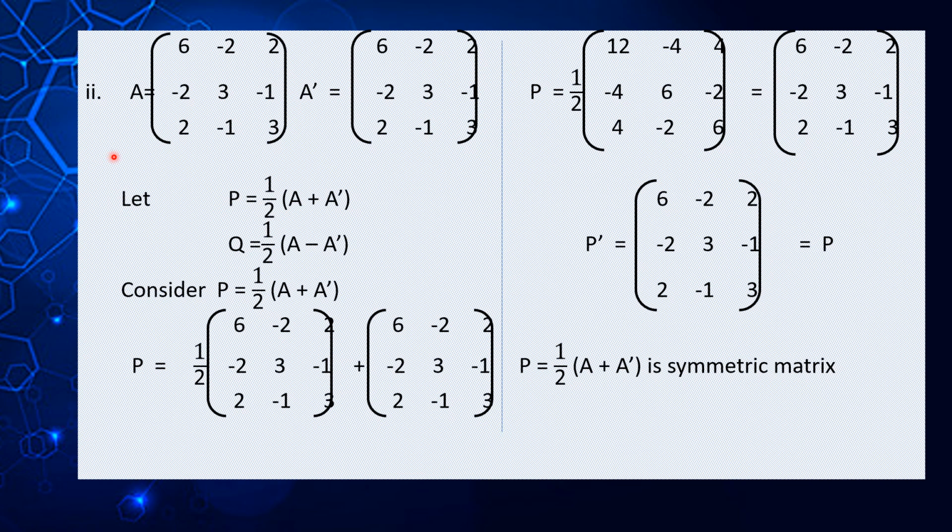In the second part of the question, A is equal to 6, minus 2, 2, minus 2, 3, minus 1, 2, minus 1, 3. Now write down the transpose of the matrix, that would be 6, minus 2, 2, minus 2, 3, minus 1, 2, minus 1, 3. Now let's consider P is equal to half of A plus A transpose, and Q is equal to half of A minus A transpose.